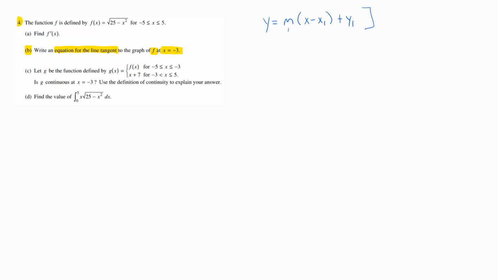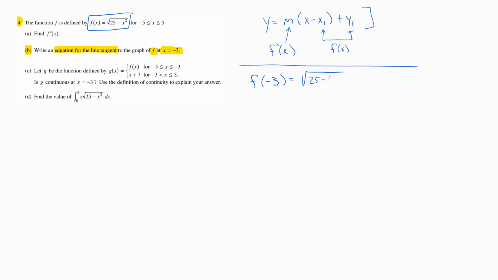Then to find our pieces here, the slope is always going to come from the derivative value. Derivatives give us slopes, so we'll find our m using our slope, and the point is going to come from our original function. So what we need to do is go find those two values. I need to find out what f of -3 equals. Well, they've given us the equation for f of x, so I'm just going to plug -3 in for x into that equation.